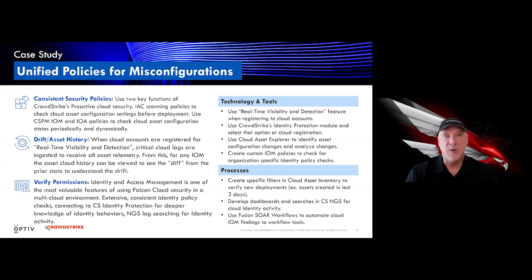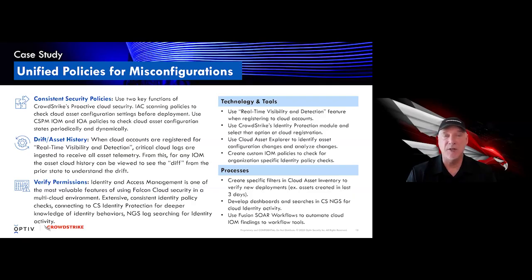And then tying into what we also have is CrowdStrike identity protection, you have knowledge of the identity behaviors. So you're actually seeing, why does this particular user who normally logs in from a specific IP address or location is now all of a sudden logging in from someplace else?